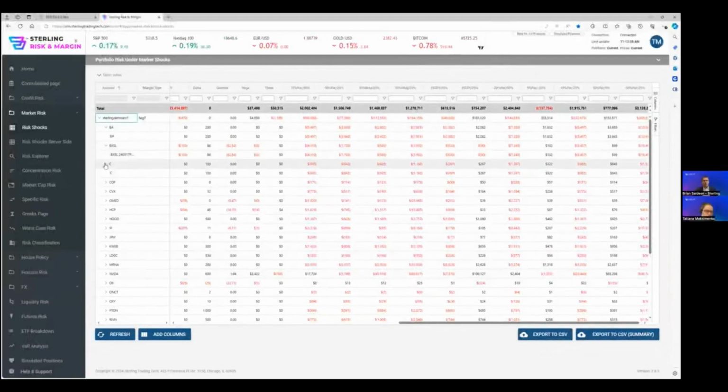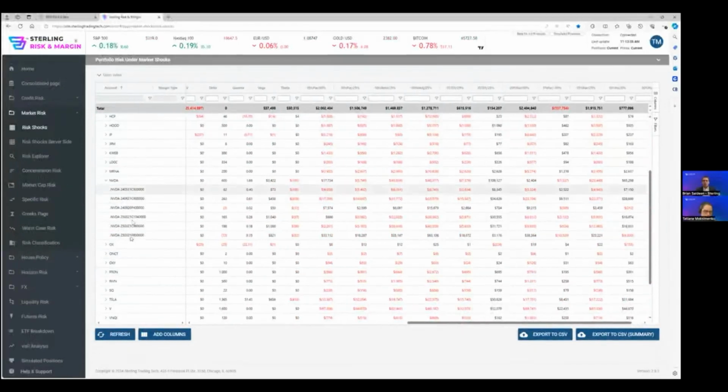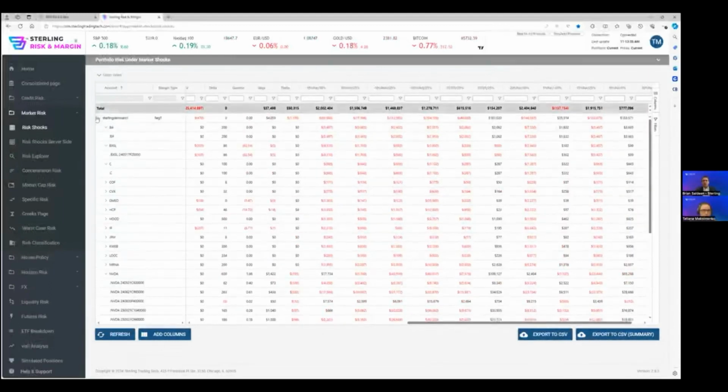You can see exactly how each underlying moved in the event of that shock, and even how each individual position in that underlying moved in that shock. So for example, in NVIDIA, this account has several different option positions. You can see how each one of them moved in the event of that scenario.